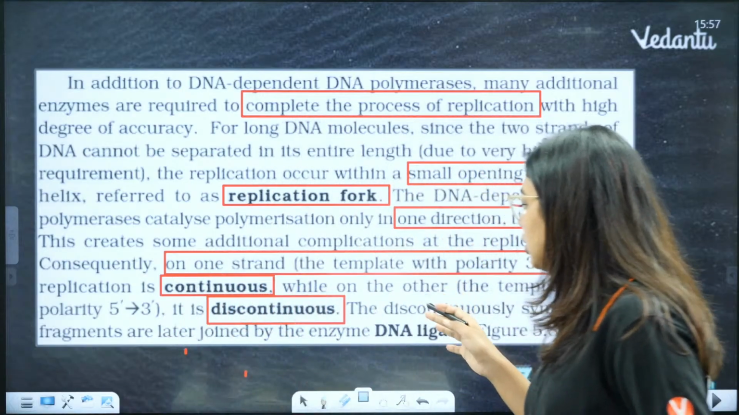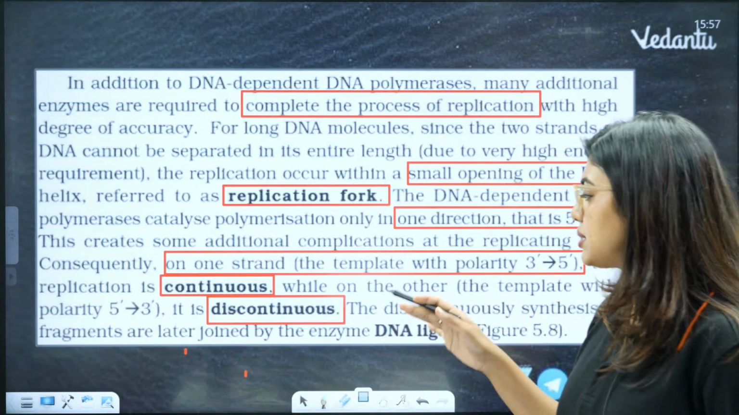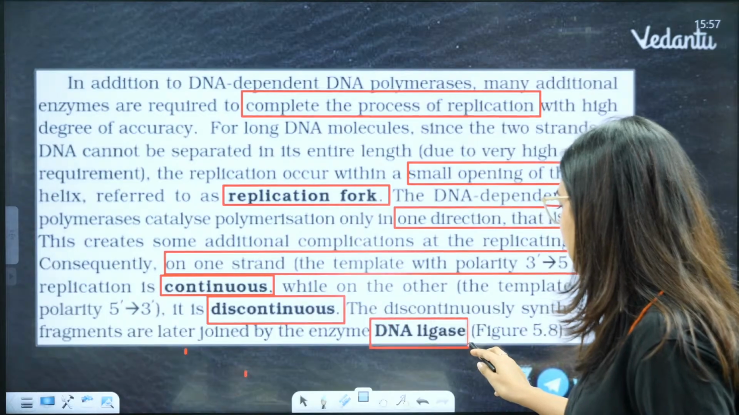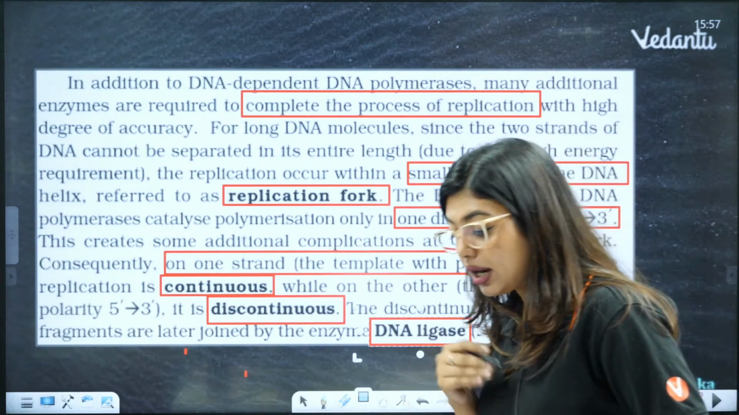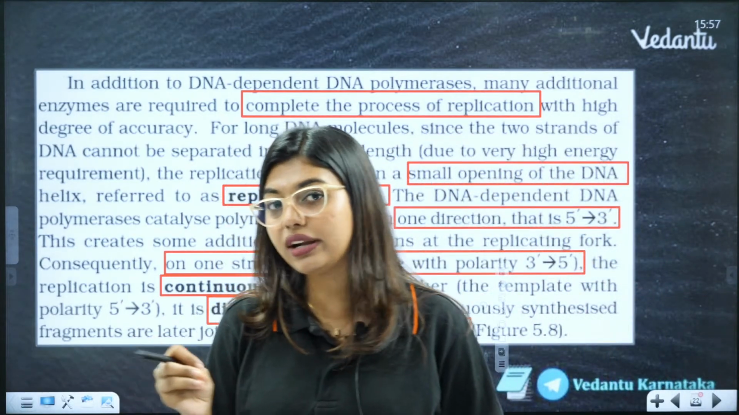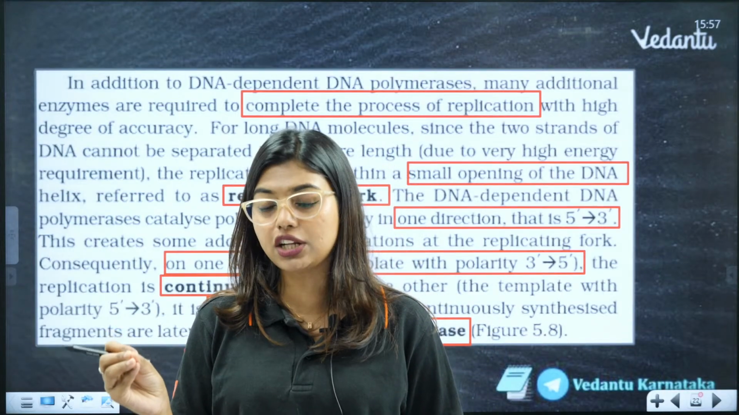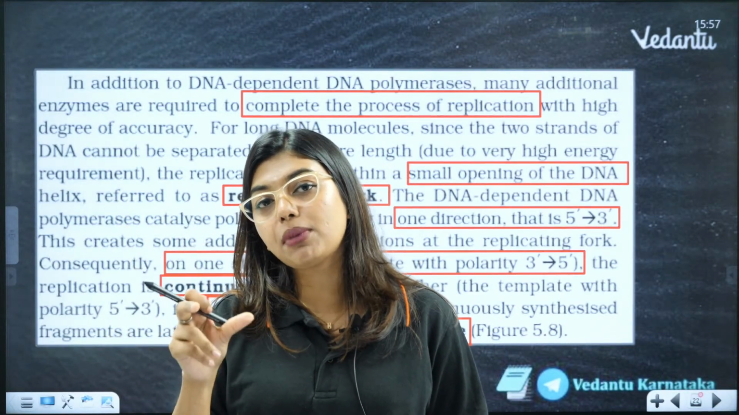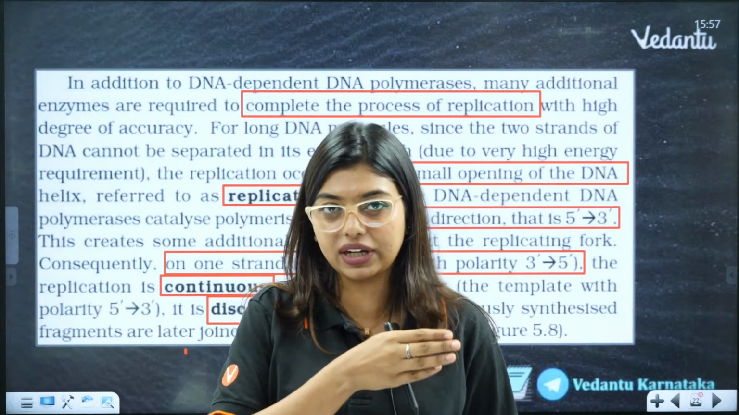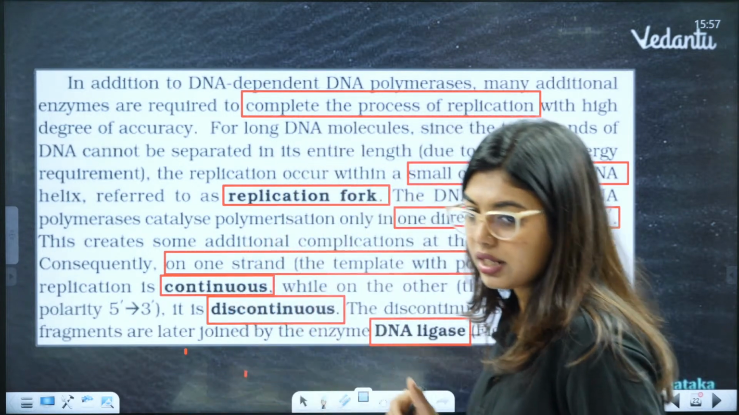So here, look students, the discontinuously synthesized fragments are later joined by an enzyme called DNA ligase. So DNA polymerase makes that strand in the 5' to 3' direction. To form a strand like that, we have to work from 3' to 5', right? So that is the simple understanding, okay.